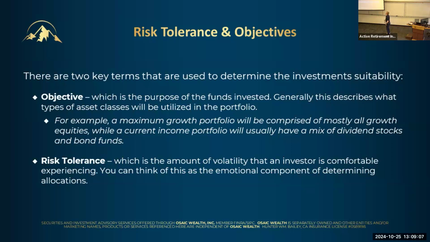There's a couple different things that we can do. So generally, this describes what types of asset classes will be used in the portfolio. You can kind of think of it as objective will tell you how much stocks and bonds am I going to have? Am I going to be completely weighted to stocks, or am I going to be completely weighted to income securities, which could be a little bit of stocks?